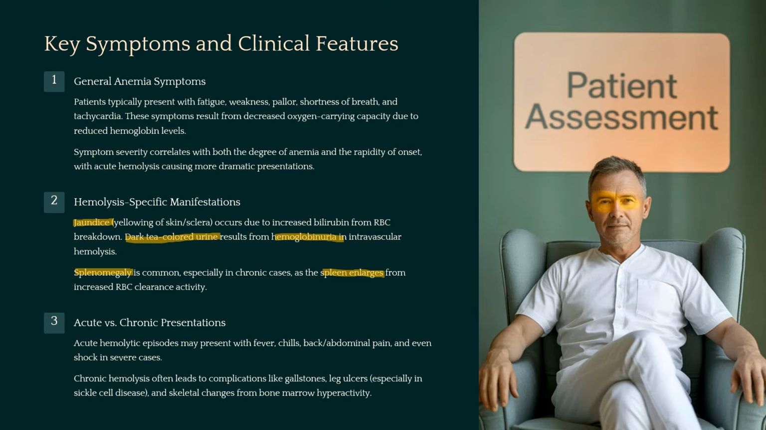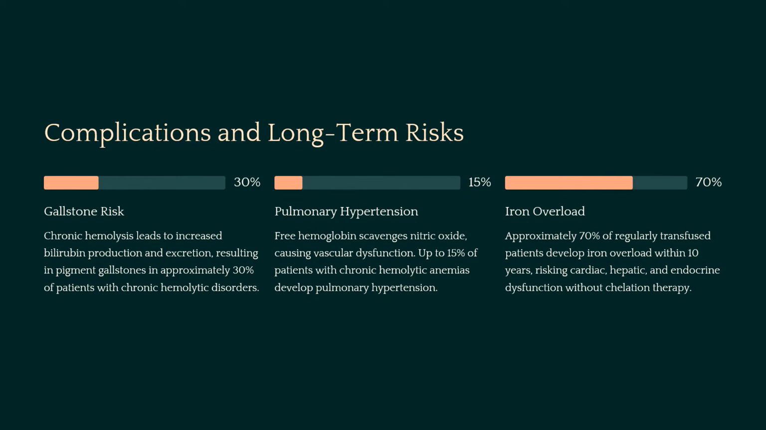Next, acute versus chronic presentation. An acute hemolytic episode may present with fever, chills, back and abdominal pain and even shock in severe cases. But chronic complications like gallstones and leg ulcers are much more severe than the acute. Regarding the complications and long-term risk, gallstone risk is 30%, pulmonary hypertension is 15%, and iron overload is 70%. Now, what is this gallstone risk?